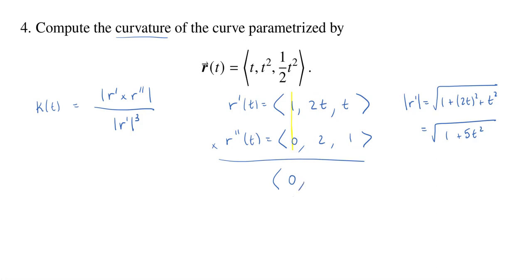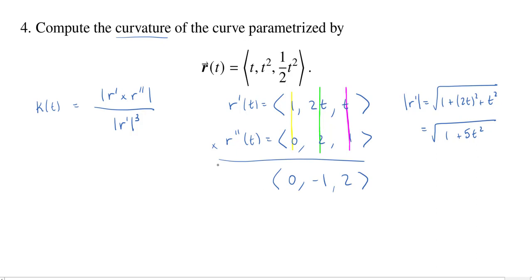To get the second component, we cross off the second column, and we go backwards. We get t times 0, which is 0, minus 1 times 1. So 0 minus 1 will be negative 1. And then finally, we cross off the last column, and we go back to left to right here. So we go 1 times 2, which is 2, minus 2t times 0, which is 0. So 2 minus 0 is 2. This is lovely. We actually end up with just a constant vector here.